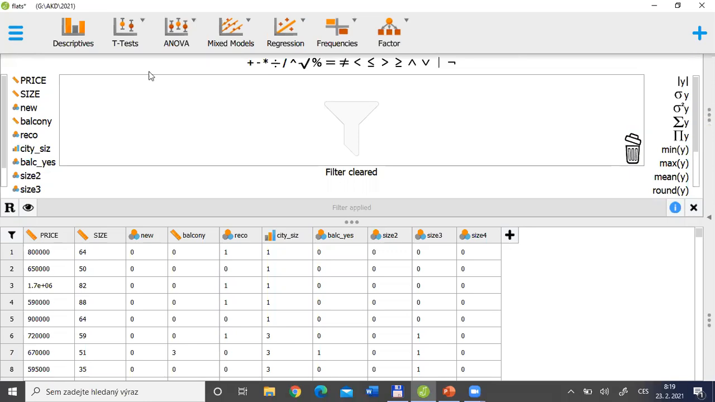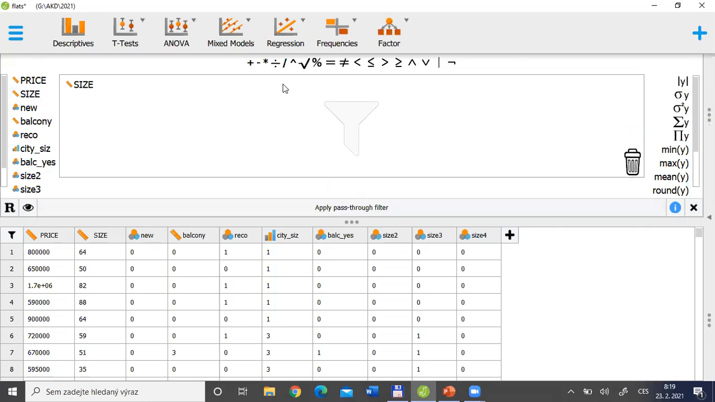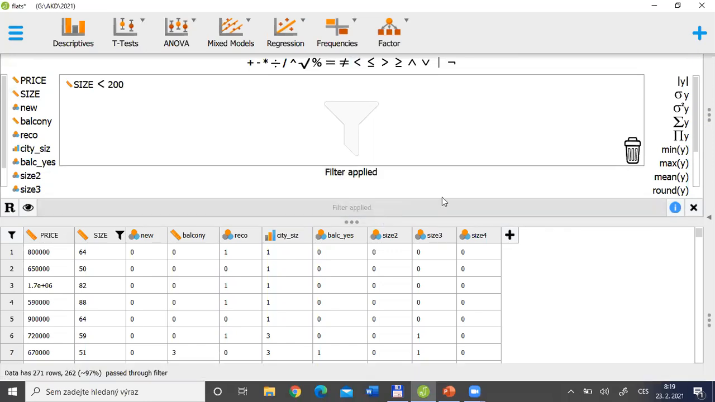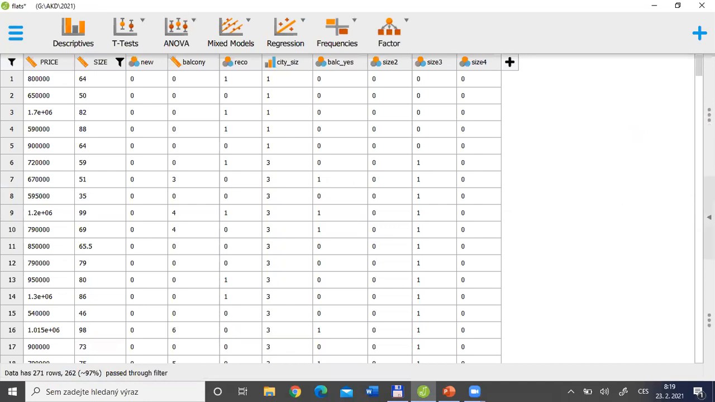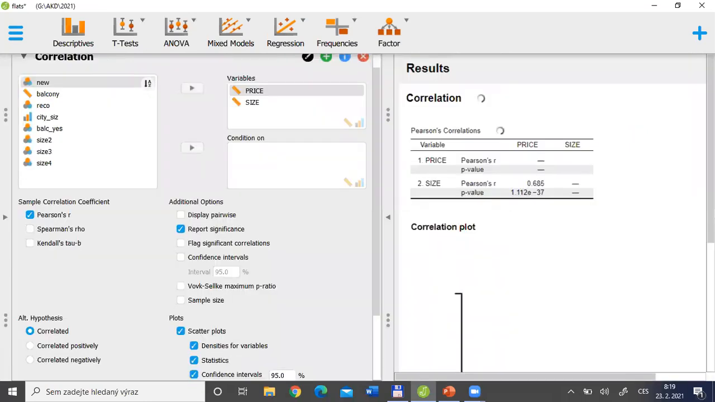So I will cancel it. So size is less than 200 meters. Okay, and it works. So JASP is now recomputing as it should be.